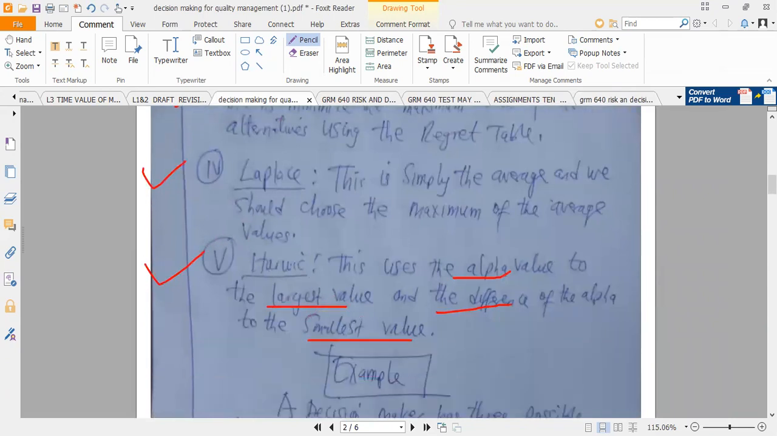So since today is the introductory class, I'll end here, and tomorrow we'll look at decision making under certainty.